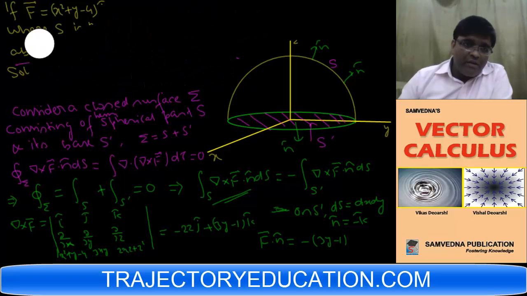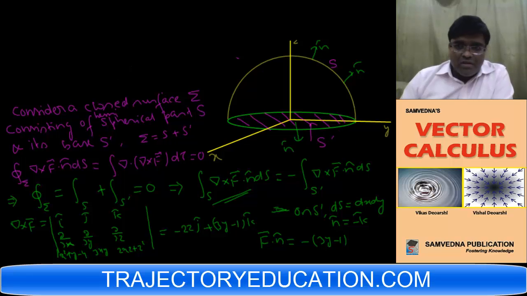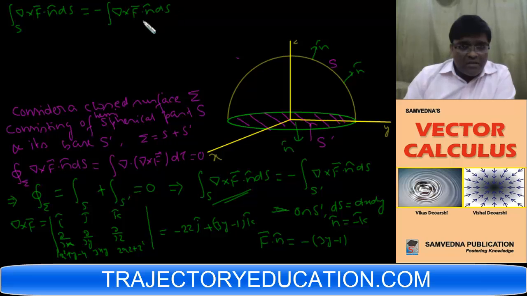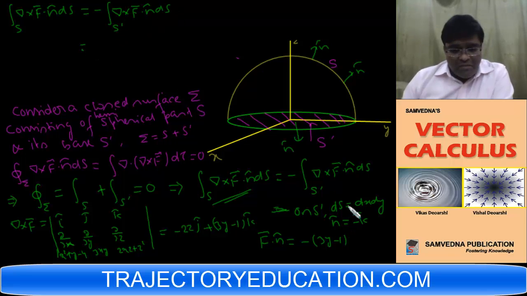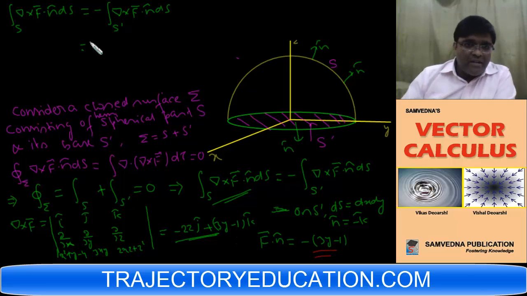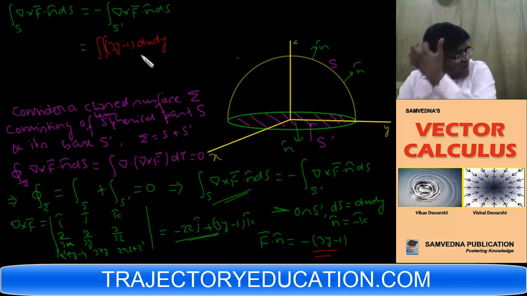So ultimately, your integral of del cross f dot n ds on S is equal to the integral of del cross f dot n on S dash. On S dash we have ds equal to dx dy, n is minus k, and del cross f we have calculated over here. So del cross f dot n comes to minus of 3y minus 1. So ultimately this will convert to the integral of minus 3y minus 1 dx dy. This has to be evaluated on S dash.